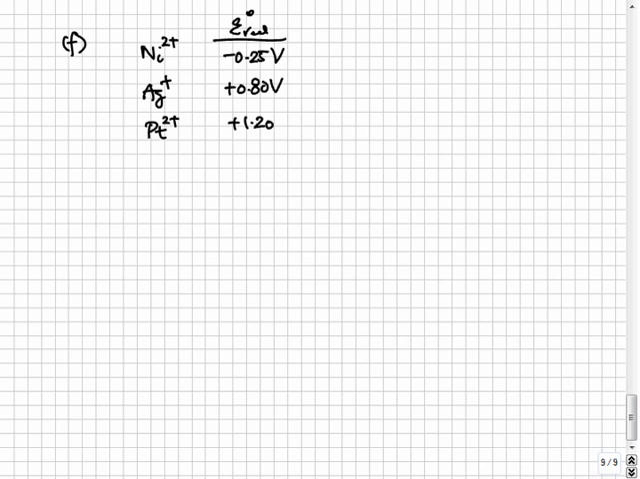F. We are given the reduction potential of Pt2+. You can look up the reduction potentials of nickel 2+ and Ag+ in the table, and we list them in increasing order. So if we combine the platinum 2+ reduction with the oxidation of nickel to nickel 2+, we should get the largest overall cell potential. And this comes up to be 1.45 volts.